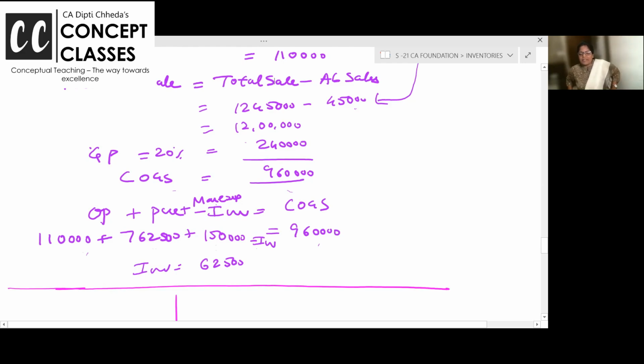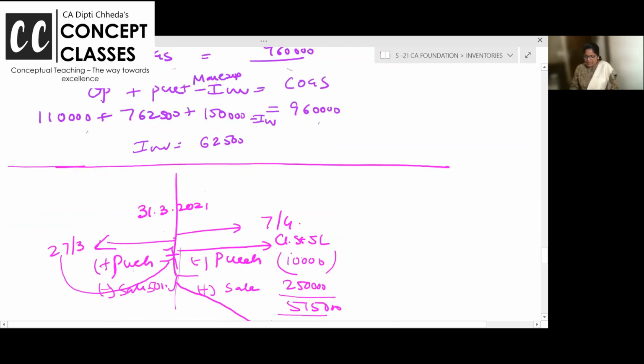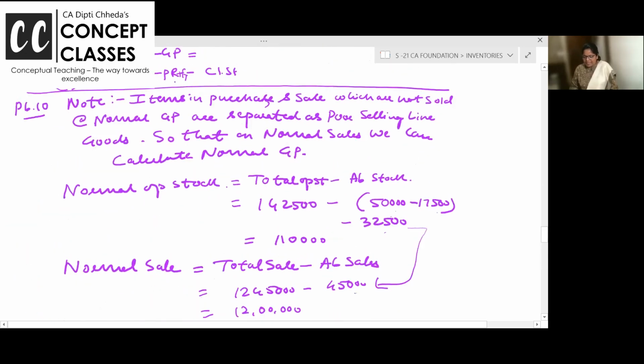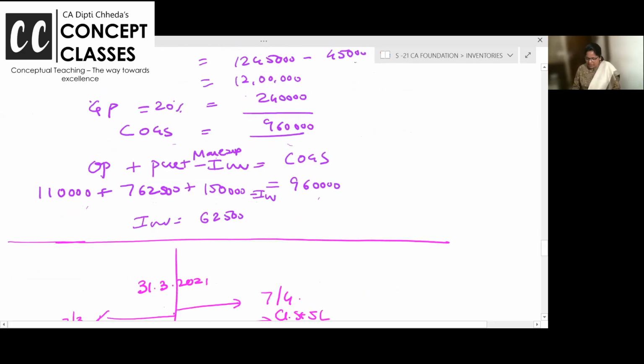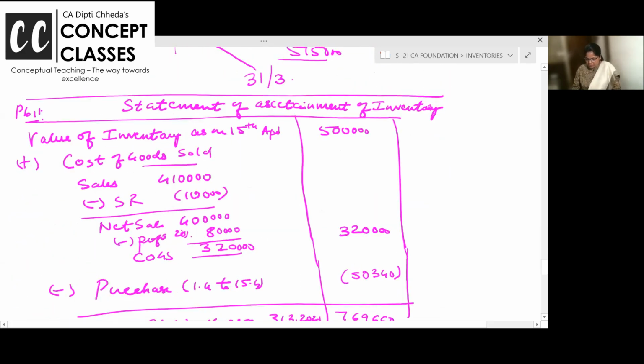GP निकाल के भी कर सकते हैं. I feel best ways. याद नहीं काम करते हैं. कल आपको ऐसे open way में सिखाया था. I told you items in purchase and sale which are not sold at normal GP are separated, so that way we get normal sales, normal GP. You can do this like this also, or you can prepare a trading account, or you can prepare a statement also. I'll show you.